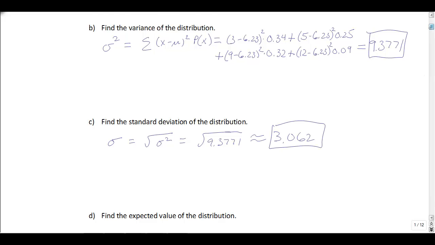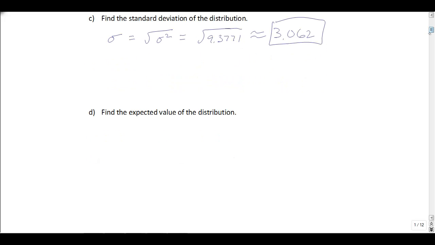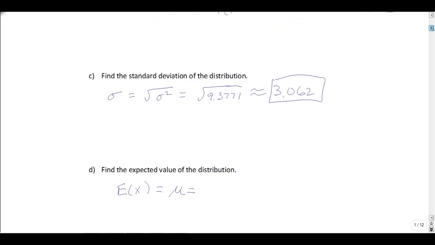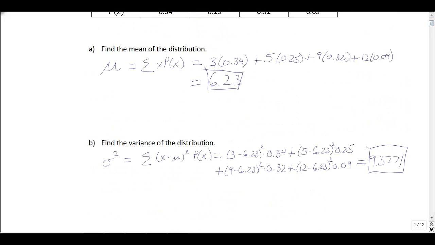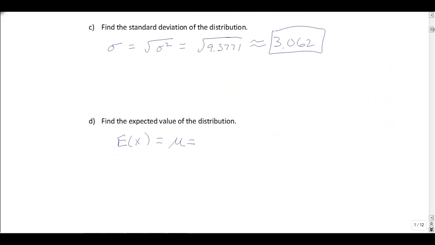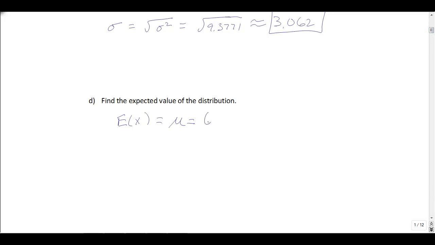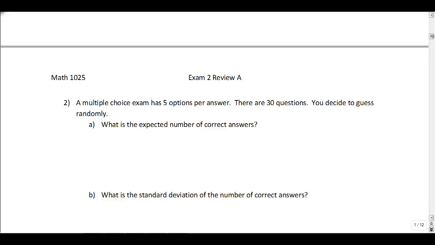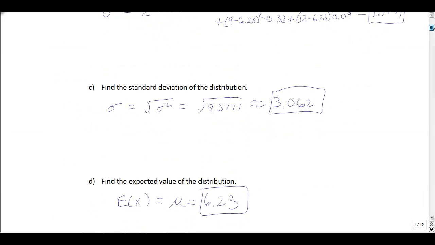Last bit here, we want to find the expected value. Well, the expected value, really this is just the mean. It's just another word for the mean, what you expect to get on average, and that's just the 6.23. So I'm just going to copy the result from part A. That's 6.23.